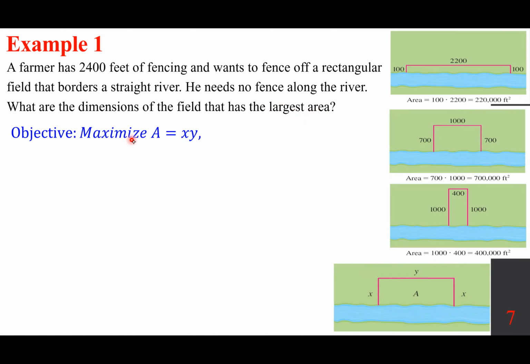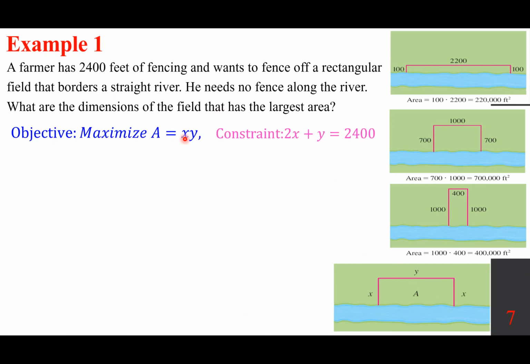What is the constraint? What is the limiting factor? The limiting factor is that we have only 2,400 feet of fencing. So the constraint function becomes this. We have x times 2, and then y normally is 2y but on this side, we don't need it. So 2x plus y must be 2400. So far, all we have done is translation into math.